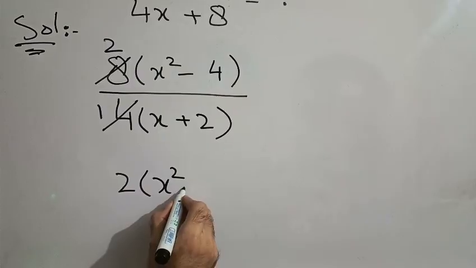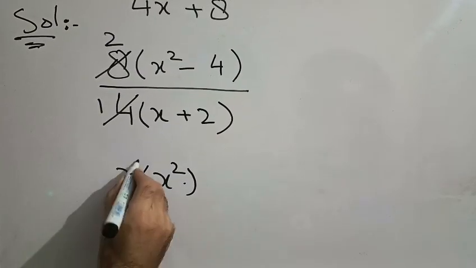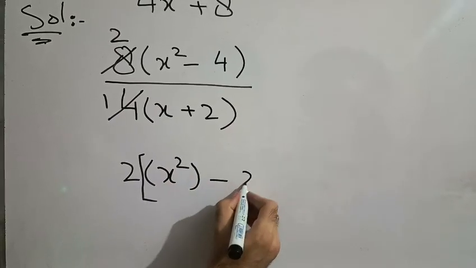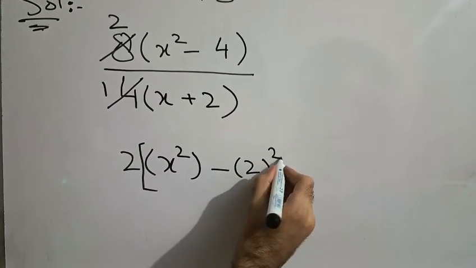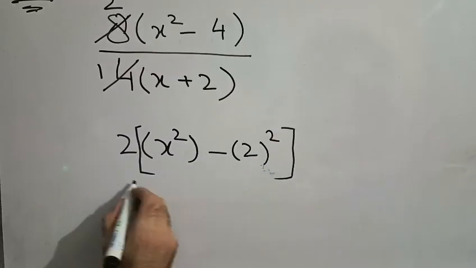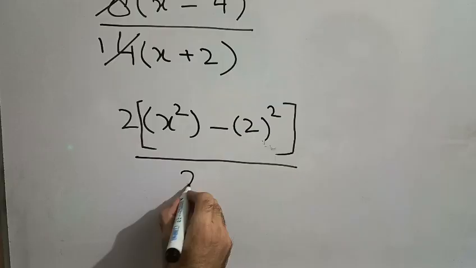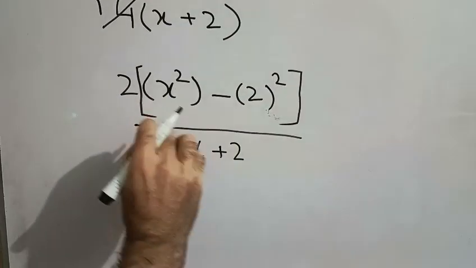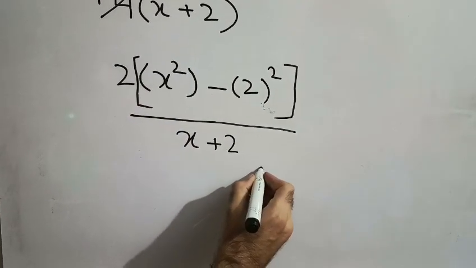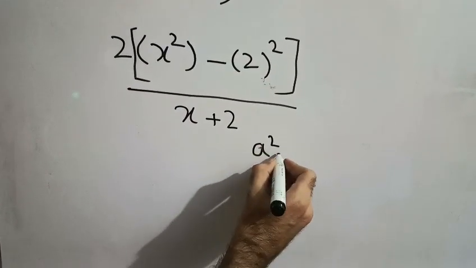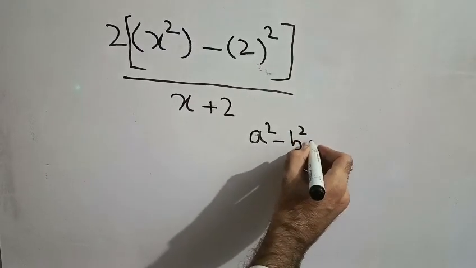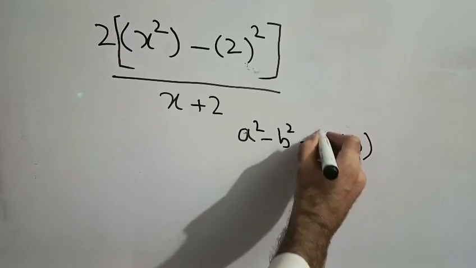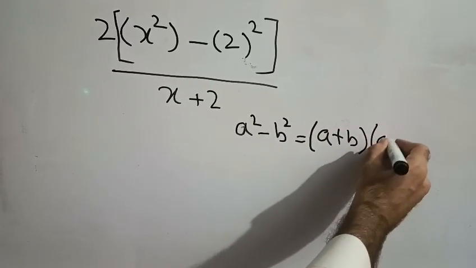(x square minus 2 square) into (x plus 2). So as we know that a square minus b square is equal to a plus b into a minus b.